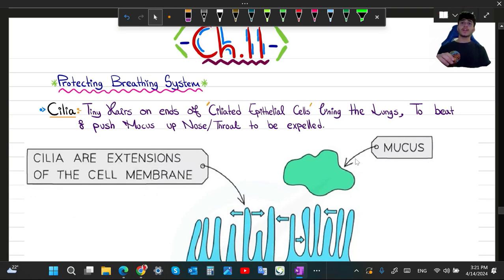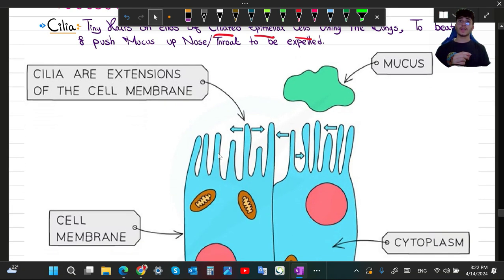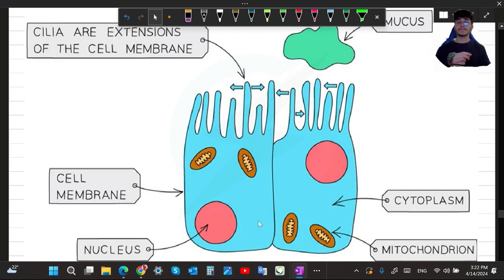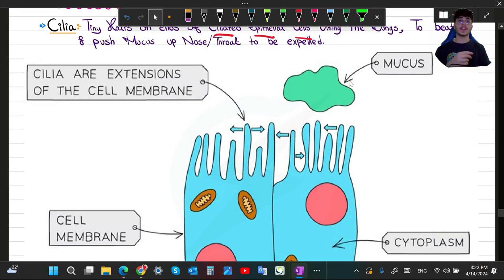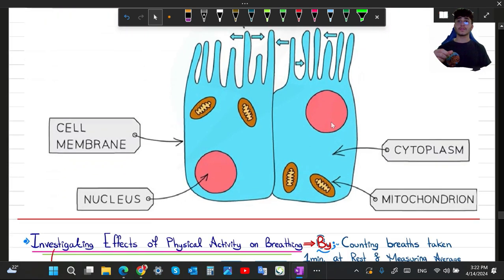Next one is cilia. Cilia are tiny hairs on the ends of ciliated epithelial cells lining the lungs. So our lungs are lined by cells called ciliated epithelial cells. These cells have cilia, tiny hairs lining them. These cilia beat up and push mucus up the nose to be expelled. This is the ciliated epithelial cell that lines the lungs, and this is the cilia, tiny hair-like membranes, to push mucus out of the throat and lungs.